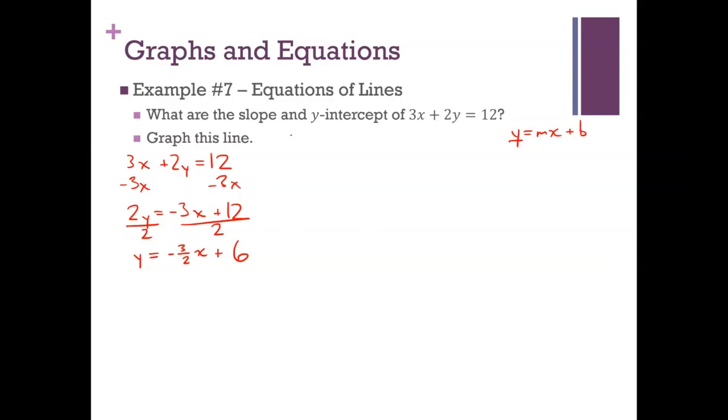Now can I ask you what the slope and the y-intercept are? Slope is negative 3 over 2. Where's the y-intercept? Y-coordinate is 6. X-coordinate is 0.